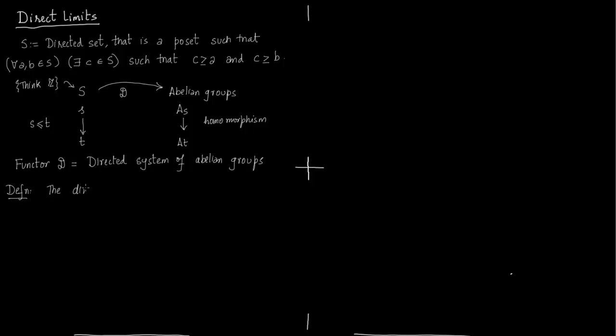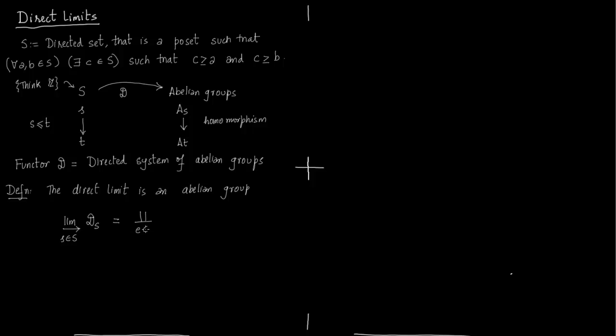So the direct limit is an abelian group. You should think of the direct limit as nothing but an abelian group, and this abelian group is such that, so I will write this down. First, this is the symbol for the direct limit. So you are talking about the direct limit. This is how you write it, where D is the functor which goes from the directed set to abelian groups.